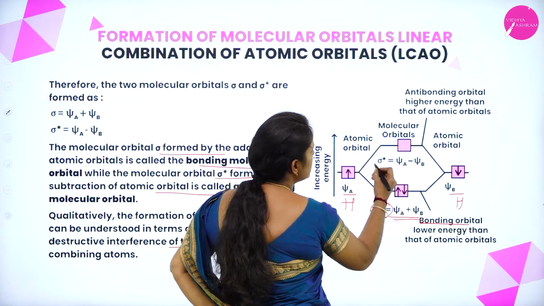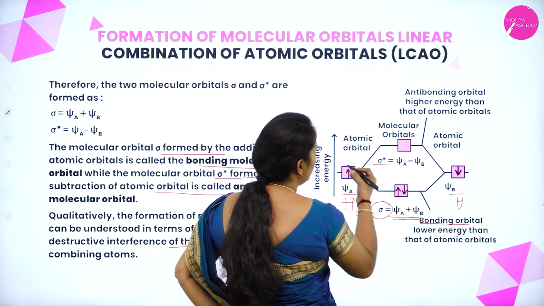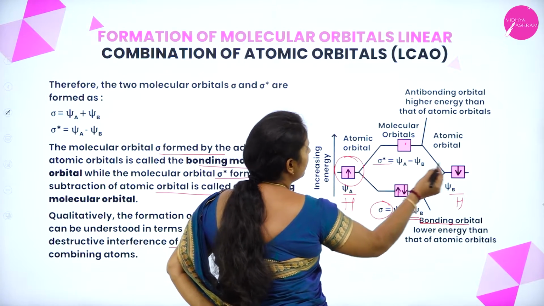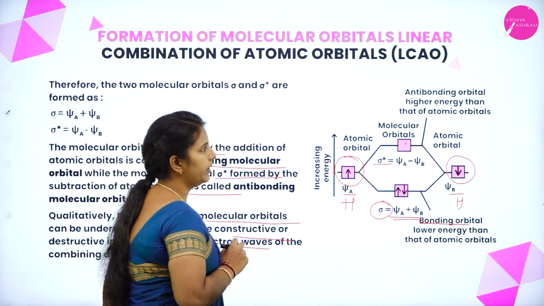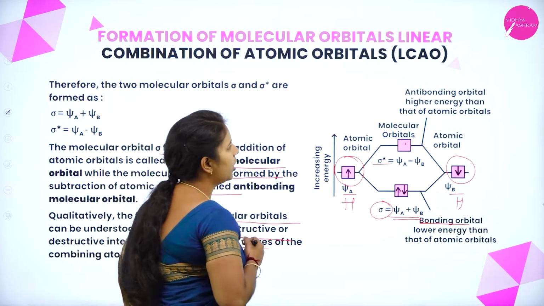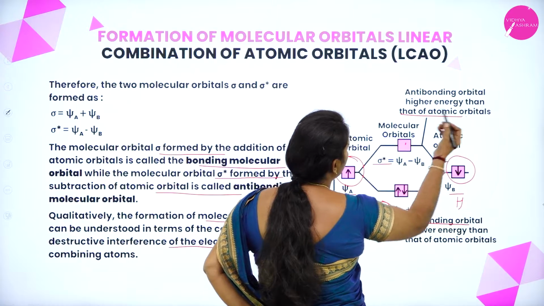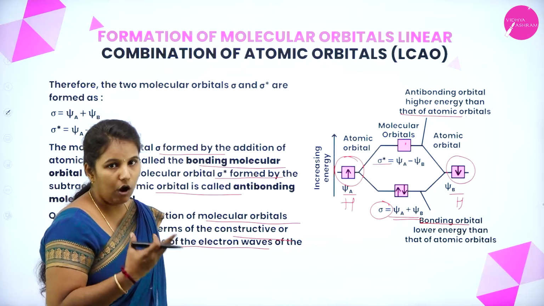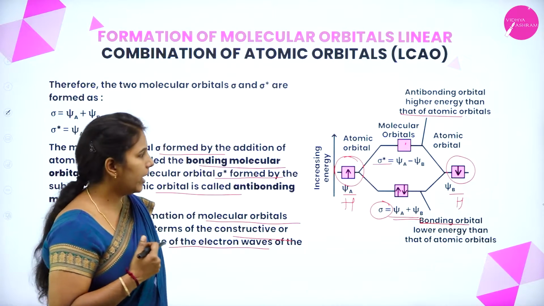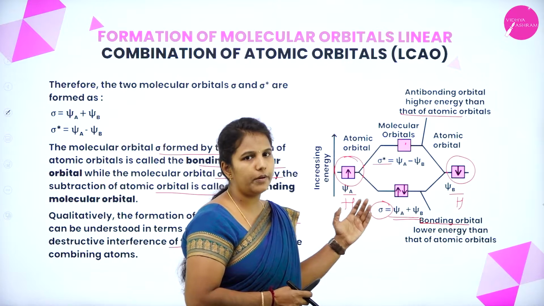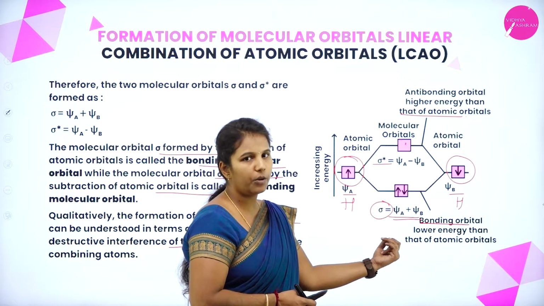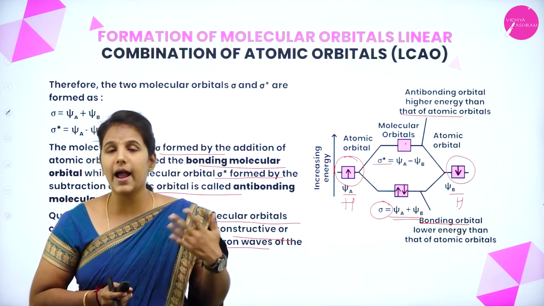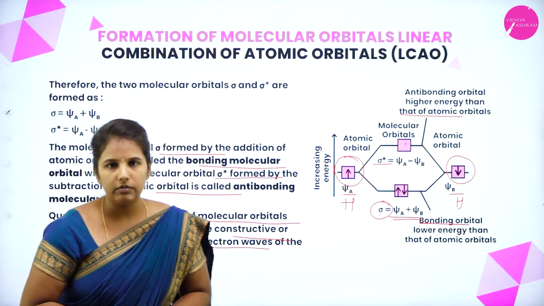You can see that this is sigma star, which is obtained by what? Psi A minus psi B, and these two are the molecular orbitals. Always remember these two are the atomic orbitals. Okay. So antibonding orbitals have higher energy than the atomic orbitals. This is how we generally represent each molecule by taking MOT. Okay. So first we need to mention the atomic orbitals, which combine to form what? Molecular orbitals. So it will be sigma as well as sigma star. Sigma star is antibonding. Sigma is bonding. Okay.